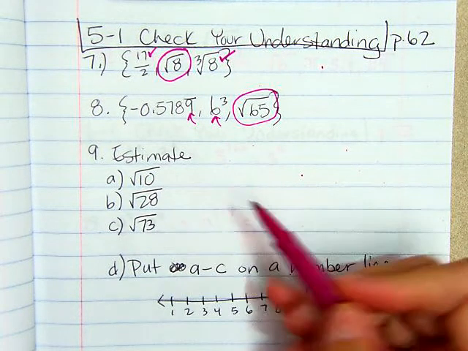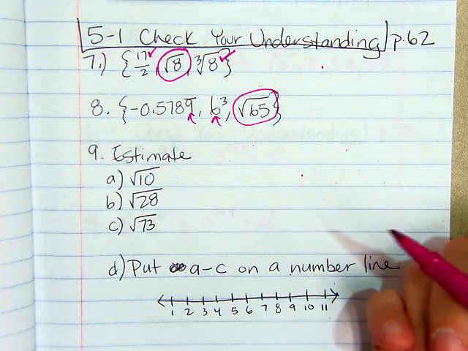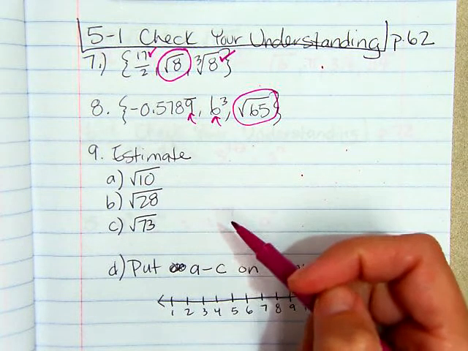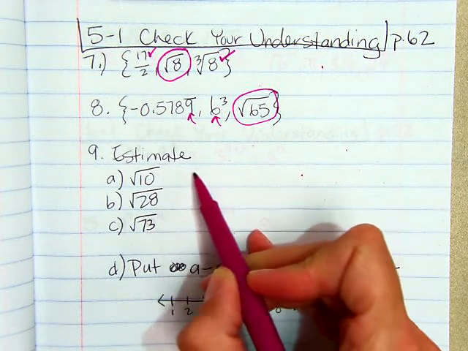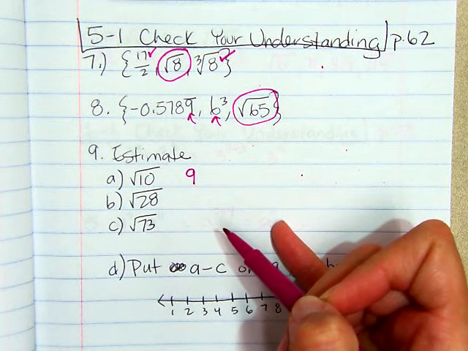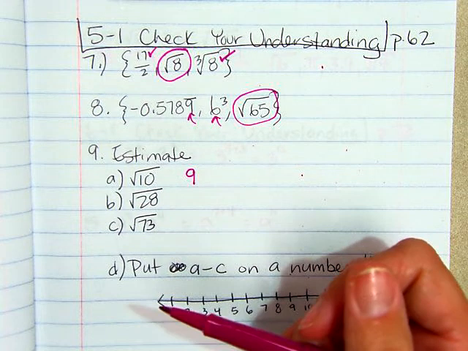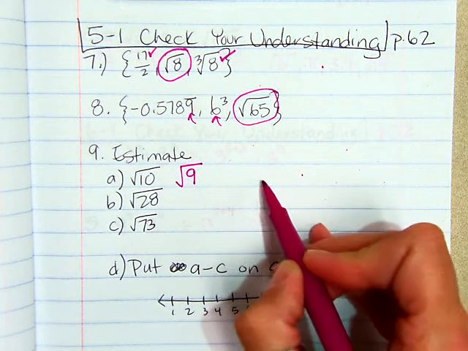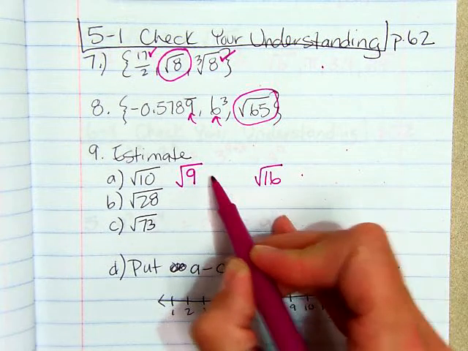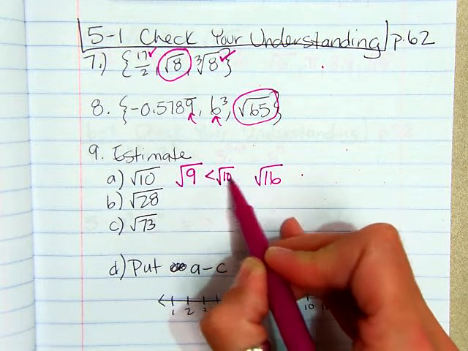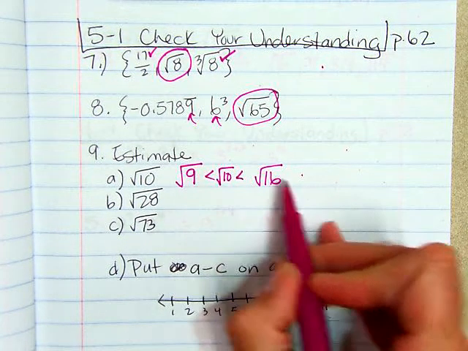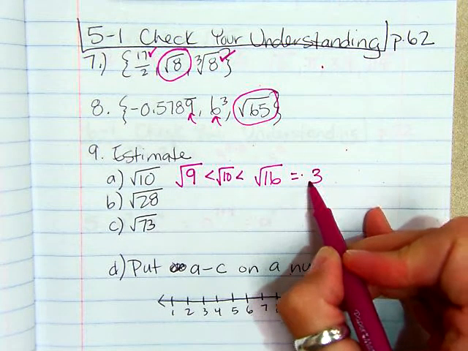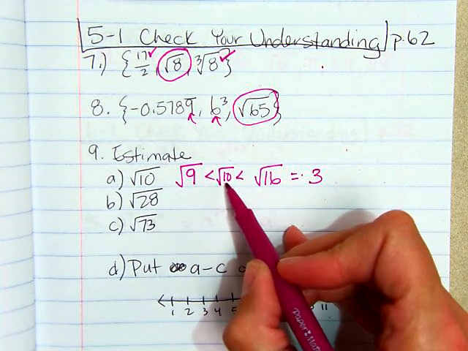The square root of 10. So remember, I have to know my perfect squares. If I start with 1 squared is 1, 2 squared is 4, 3 squared is 9. Ooh, I'm really close to 10. So 9 is probably what I'm going to need. Because if I go to 4, that gives me the square root of 16. So the square root of 10 is between the square root of 9 and the square root of 16. The square root of 9 is 3. So this is going to be 3 point something.